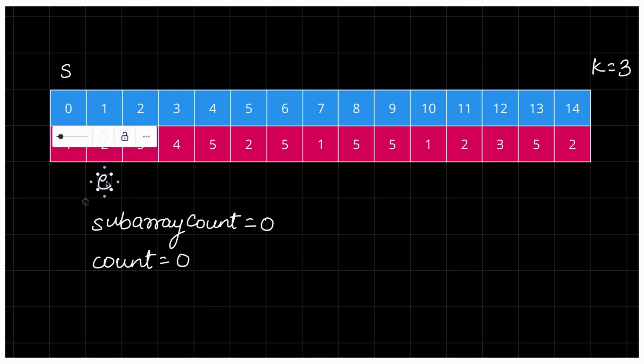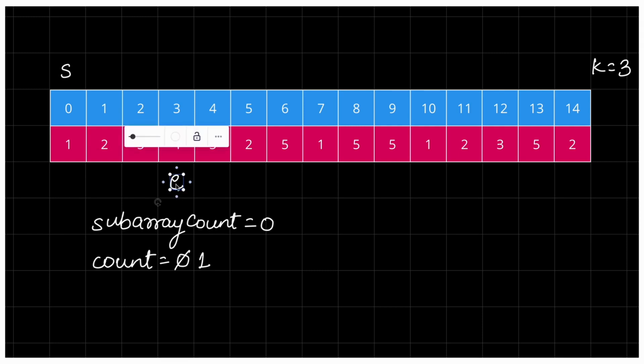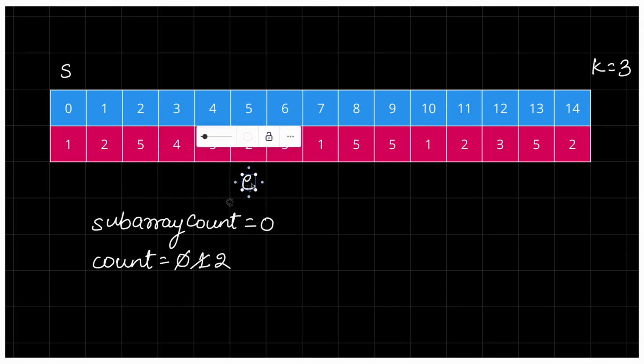Great. Let's move forward. The current element is 5, so let's make count 1. Now move forward. The current element is not 5, so let's move forward. It's 5, so count will be 2. Let's move forward. Then move forward.